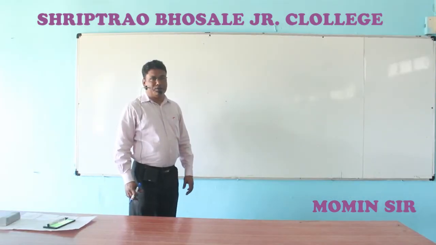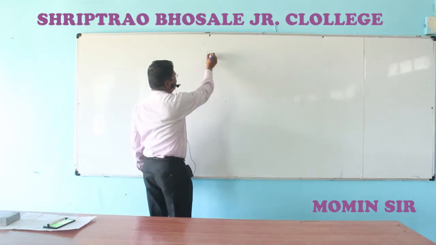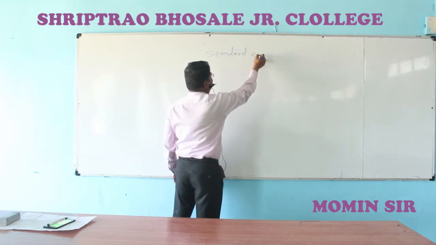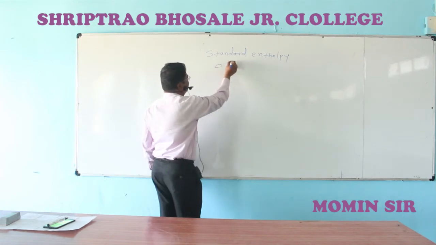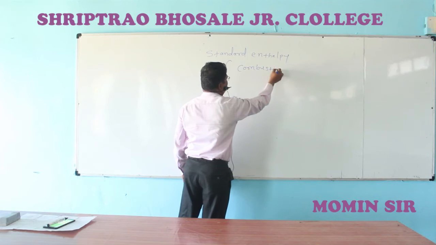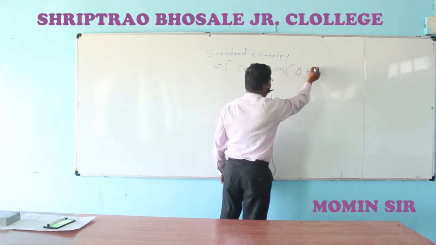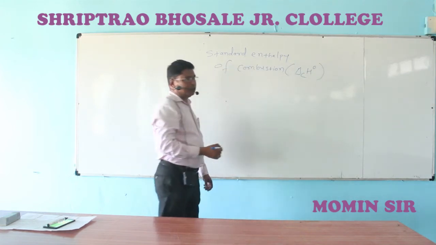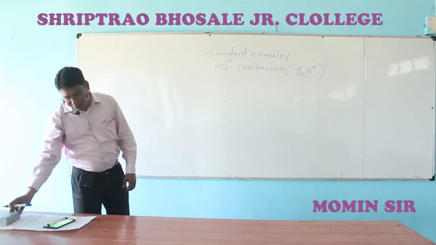The next definition we want to know is standard enthalpy of combustion, denoted as delta H0 in the standard state, or combustion C. So what is called standard enthalpy of combustion?